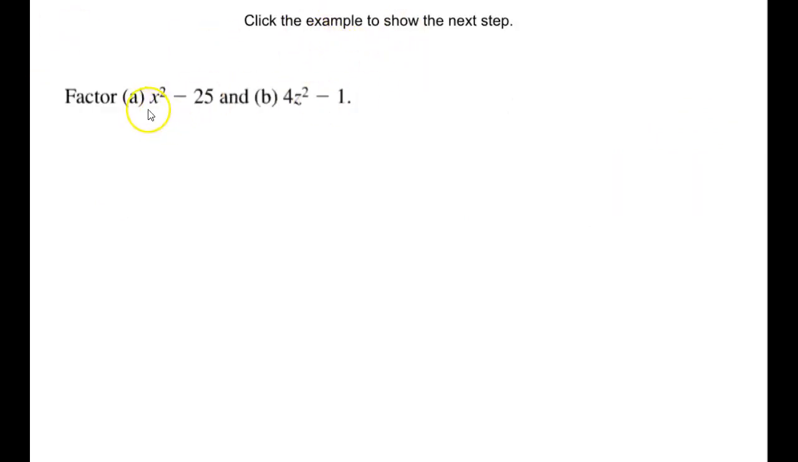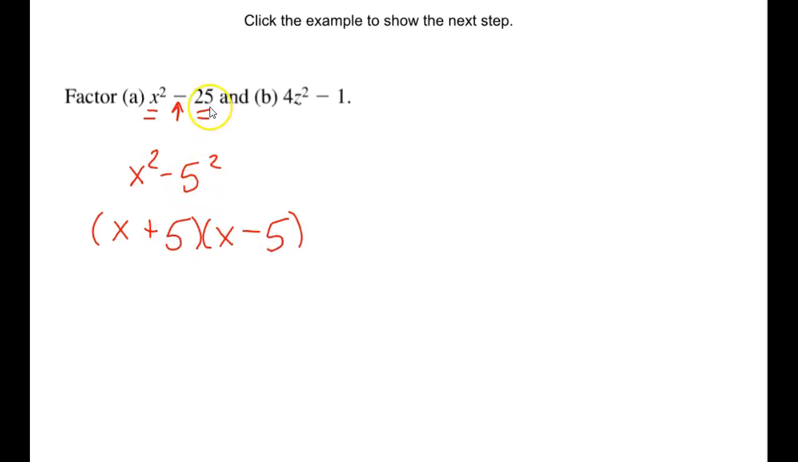So for this first part, factoring x squared minus 25. I see that it's subtracting, and I know the square root of x squared, and I know the square root of 25, so I'm going to go ahead and rewrite this. It's going to be x squared minus 5 squared. So I know that I can follow my pattern, one's going to be a plus, and one's going to be a minus. So I'm going to have x to start with, because x is the square root of x squared. And then 5 is going to be the second term in both of those because 5 is the square root of 25. So now I'm done with that one.